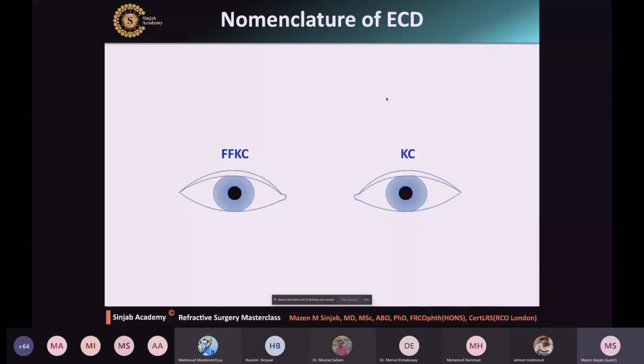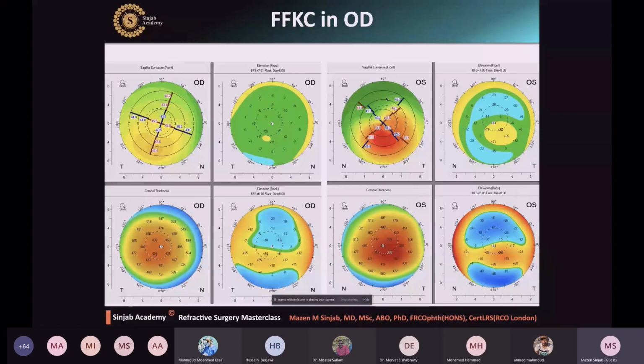What about forme fruste keratoconus and keratoconus suspect? If one eye is showing abnormality and the other eye is keratoconic, we call this forme fruste keratoconus. Like in this case, the one on the left is keratoconus. The one on the right, there is only abnormality on the anterior curvature map. Other maps are normal, okay? Regardless of the thickness, we said. So the right eye is considered as forme fruste keratoconus.